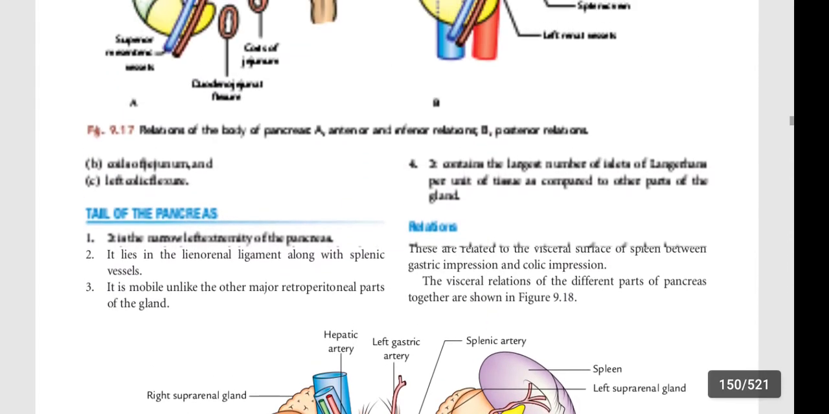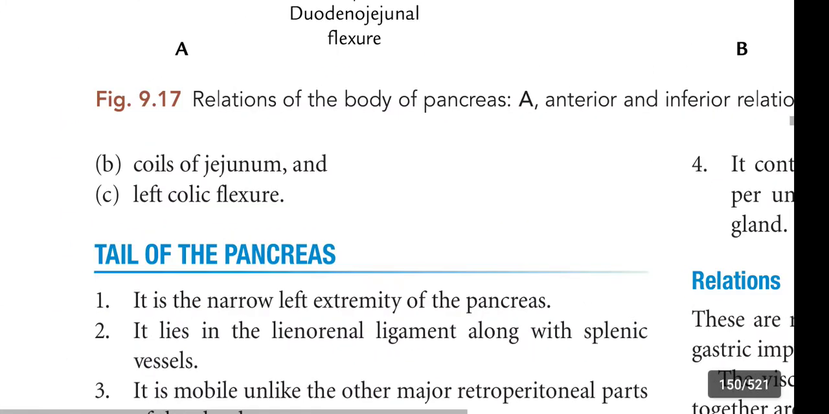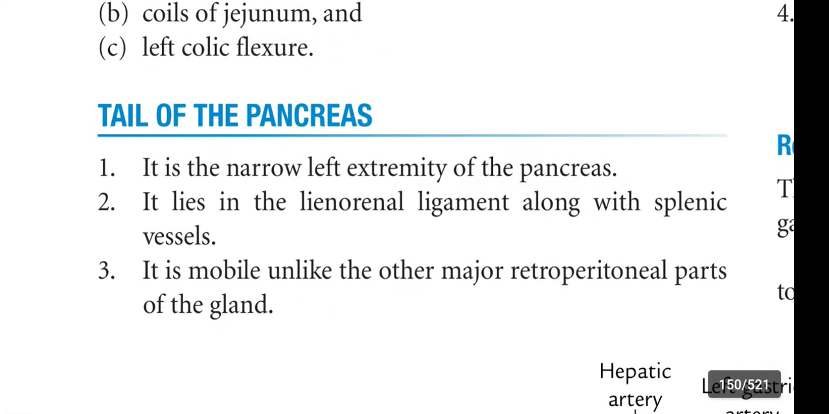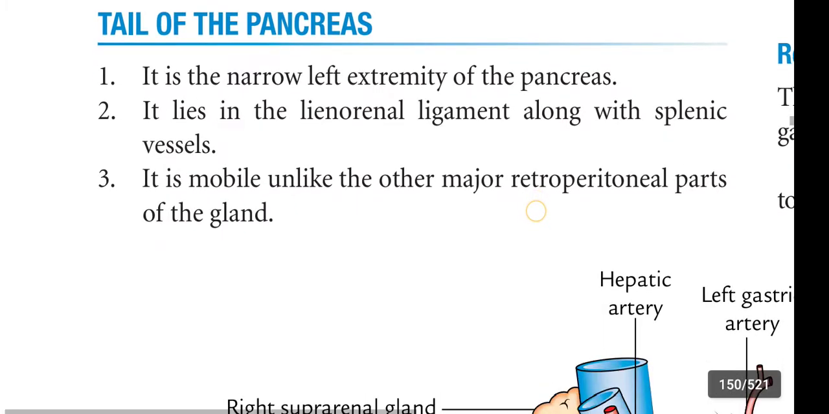Coming to the topic, tail of the pancreas. It is the narrow left extremity of the pancreas. It lies in the lienorenal ligament along with splenic vessels.